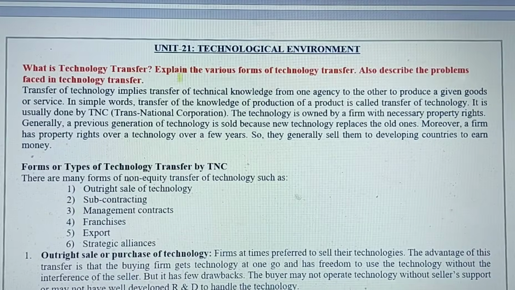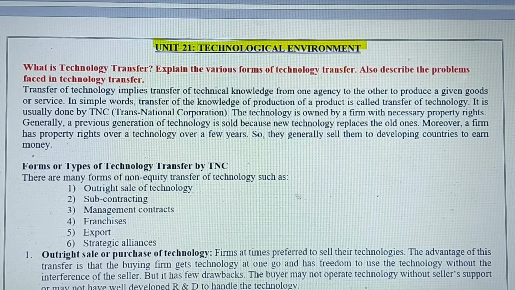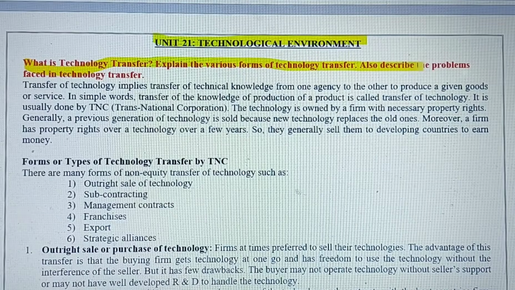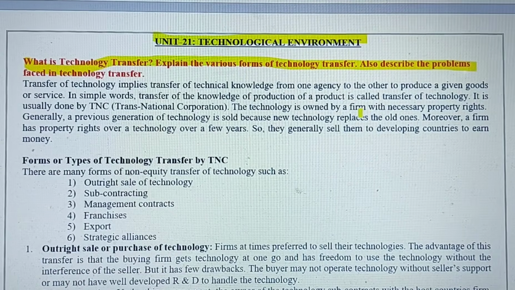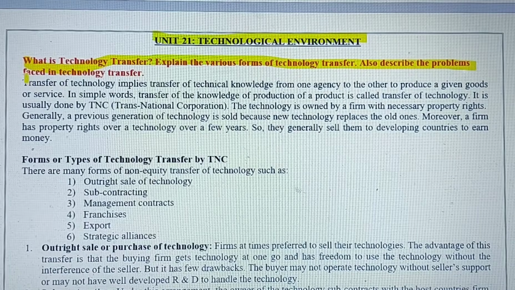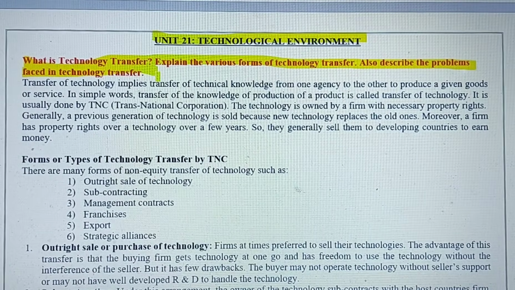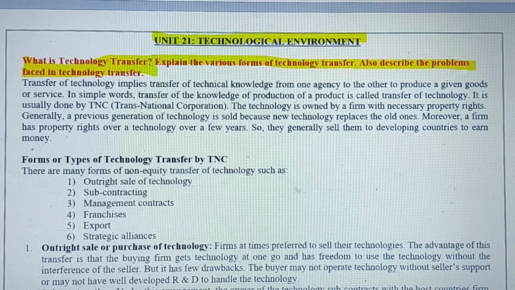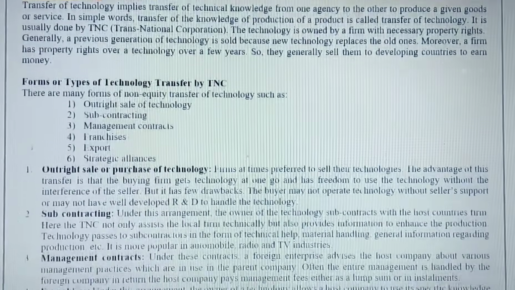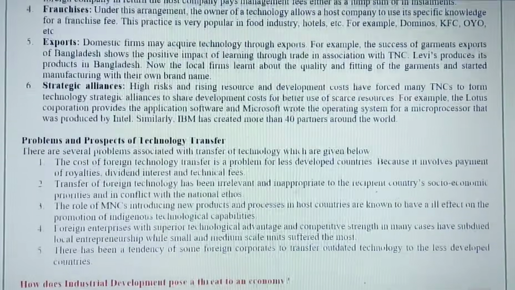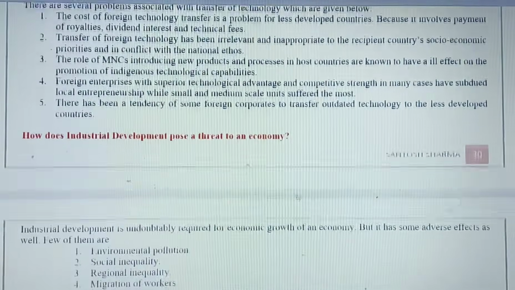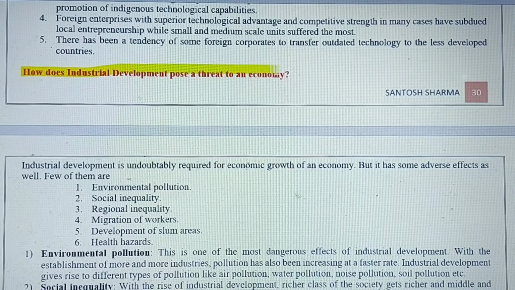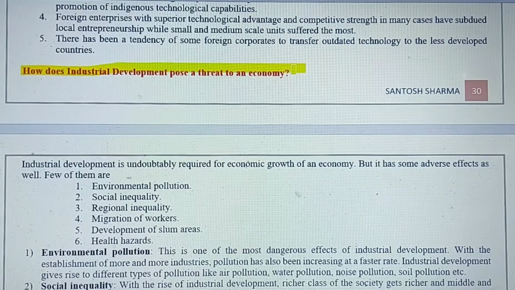From Unit 21, Technological Environment, you should learn from here what is technology transfer, and what are the different forms of technology transfer. And you can be asked to mention the problems faced by technological transfer. So technological transfer is generally done by TNCs or MNCs, and these are the different problems that you can mention. Fine. The next question: how does industrial development pose a threat to an economy?